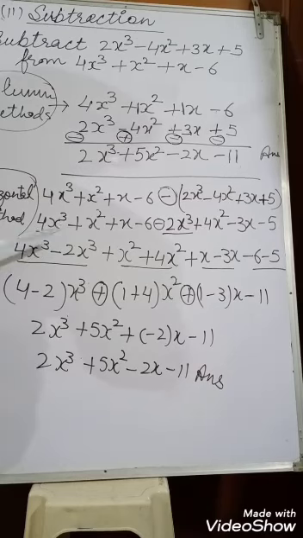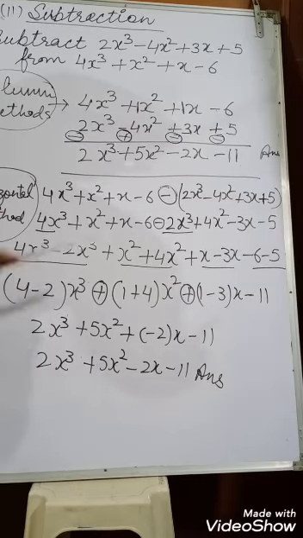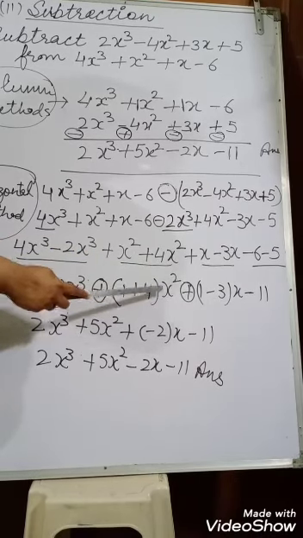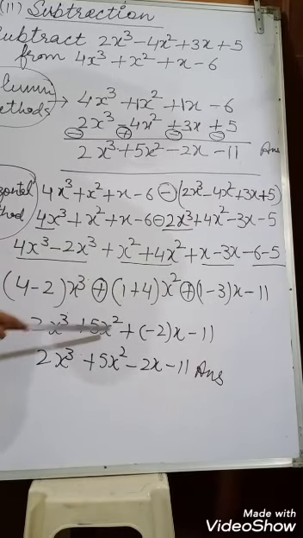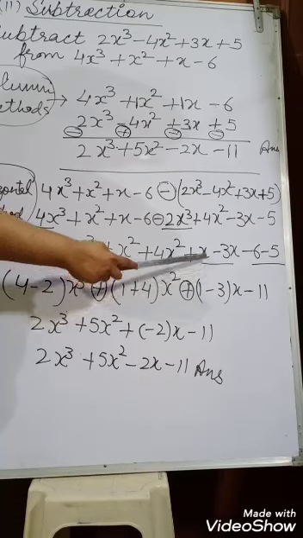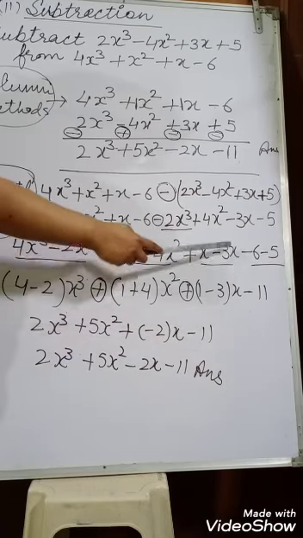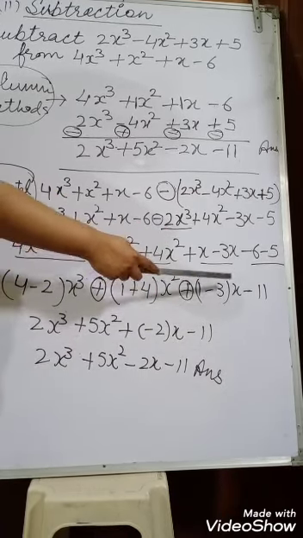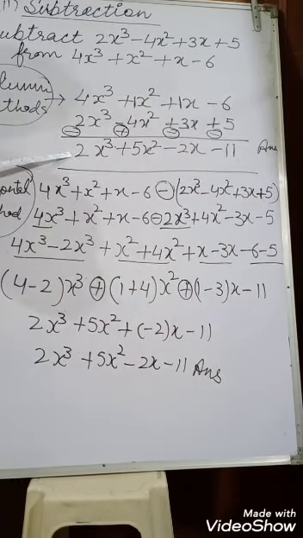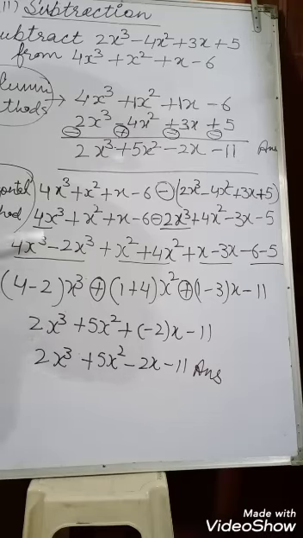Now just unite the like terms. 4x cube minus 2x cube, then 4 minus 2 will become 2x cube. Then plus x square plus 4x square, take out x square common, 1 plus 4 will become 5x square. Then plus x minus 3x, take out x as common and write 1 for your convenience. 1 minus 3 will become minus 2x, and then minus 6 minus 5 will become minus 11. Just see, the answer done this way and the answer done the other way both have the same answers.